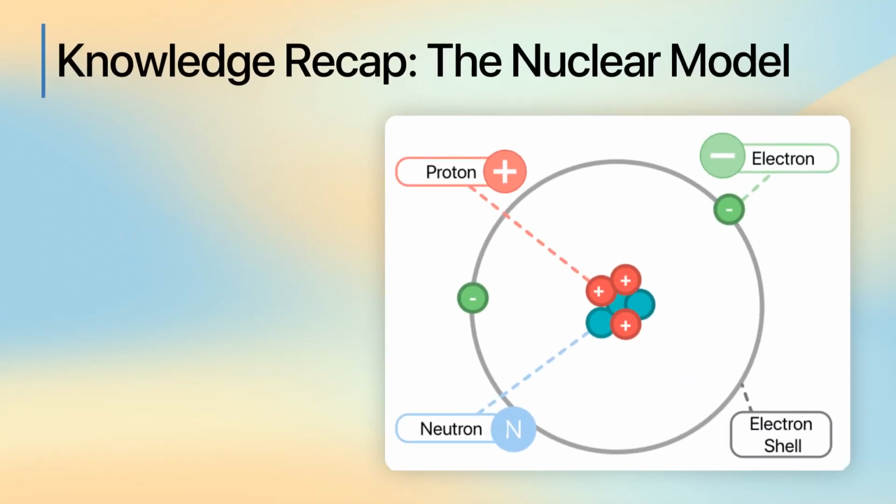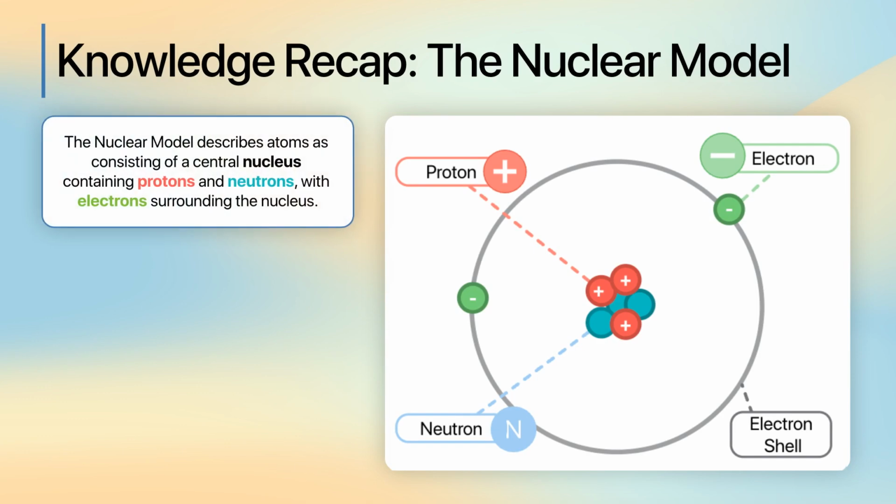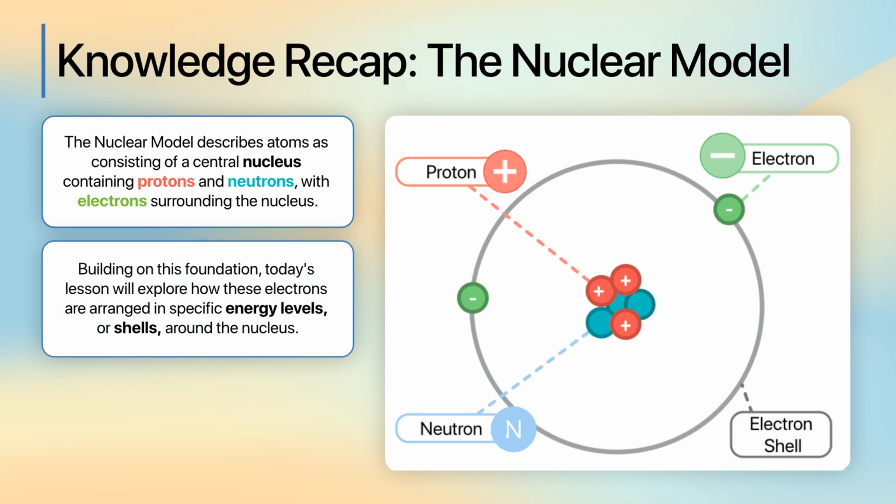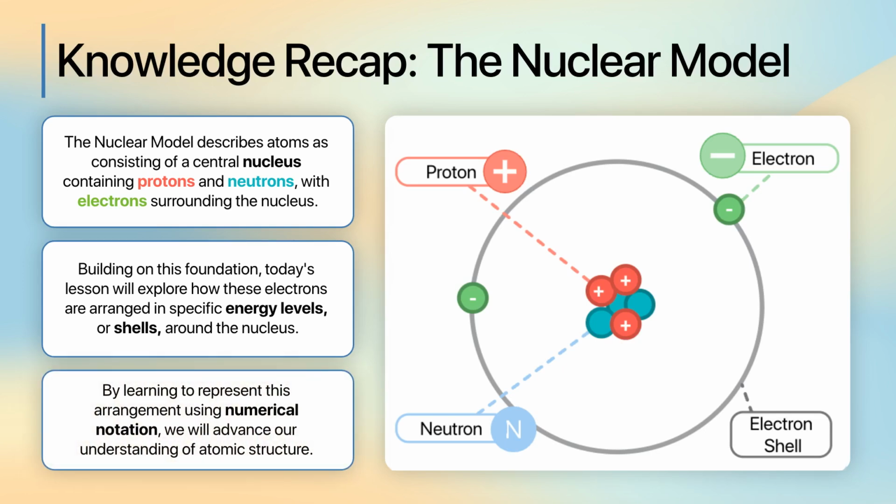So far, you are familiar with the nuclear model of the atom, which describes atoms as consisting of a central nucleus containing protons and neutrons with electrons surrounding the nucleus. Building on this foundation, today's lesson will explore how these electrons are arranged in specific energy levels, or shells, around the nucleus. By learning to represent this arrangement using numerical notation, we will advance our understanding of atomic structure. This is essential for grasping more complex chemical concepts such as bonding, reactions, and the properties of elements.